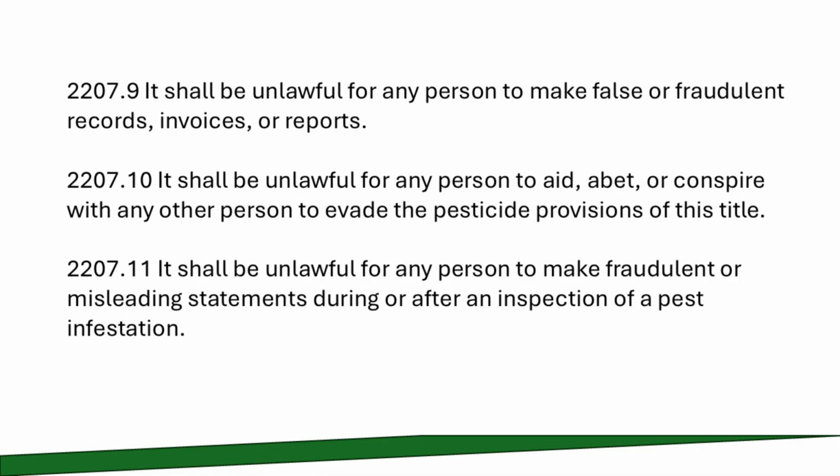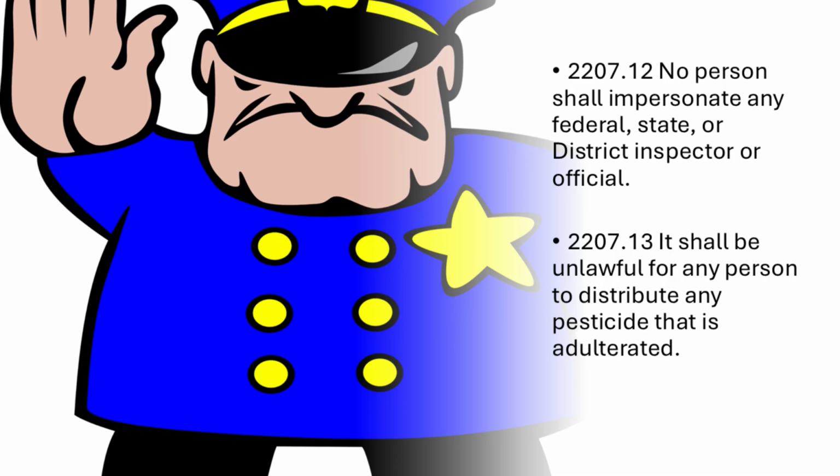2207.9, it shall be unlawful for any person to make false or fraudulent records, invoices, or reports. 2207.10, it shall be unlawful for any person to aid, abet, or conspire with any other person to evade the pesticide provisions of this title. 2207.11, it shall be unlawful for any person to make fraudulent or misleading statements during or after an inspection of a pest infestation. 2207.12, no person shall impersonate any federal, state, or district inspector or official. 2207.13, it shall be unlawful for any person to distribute any pesticide that is adulterated.